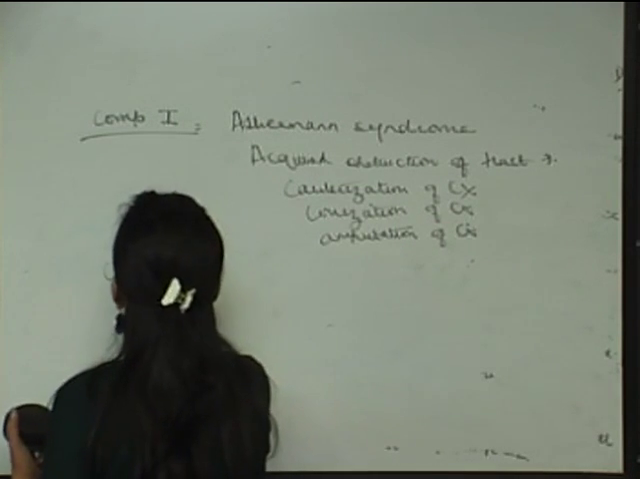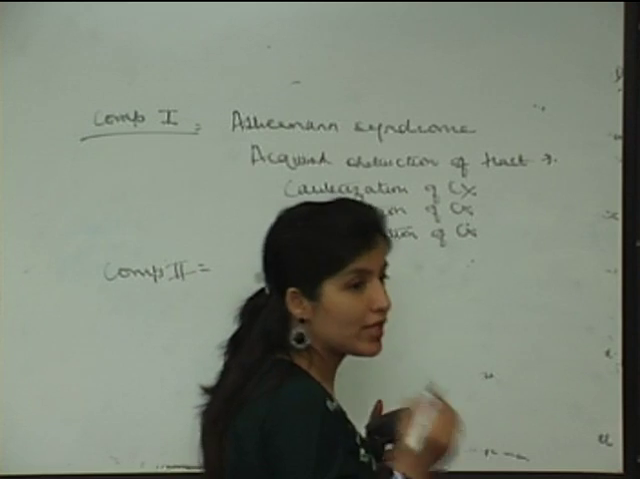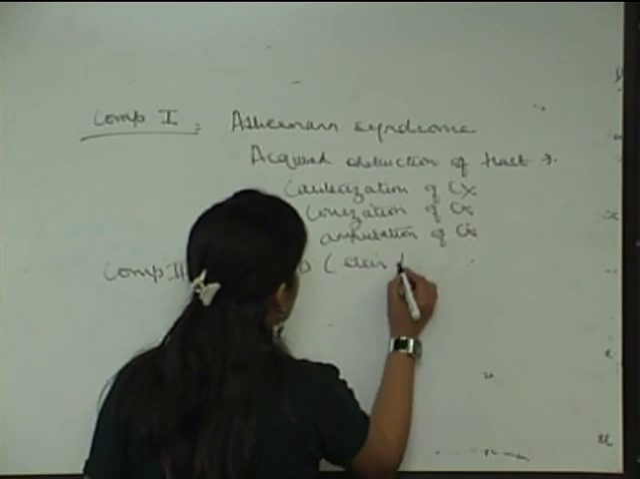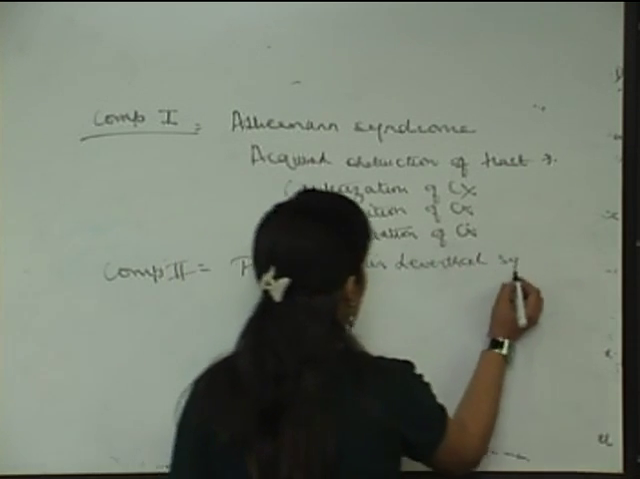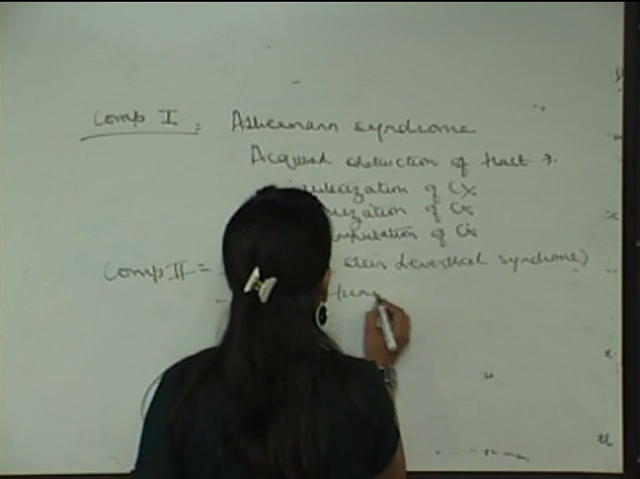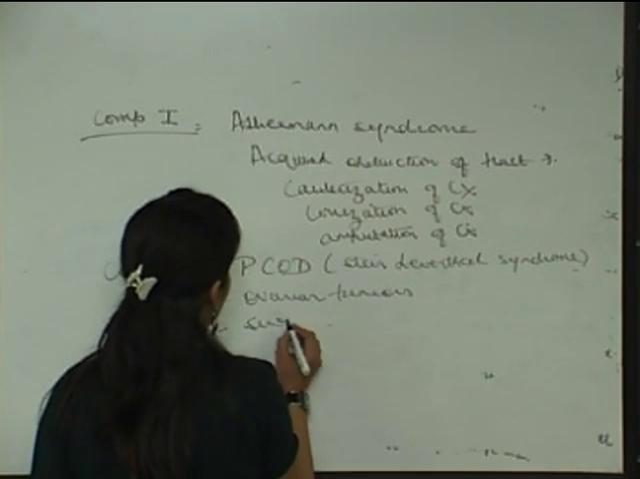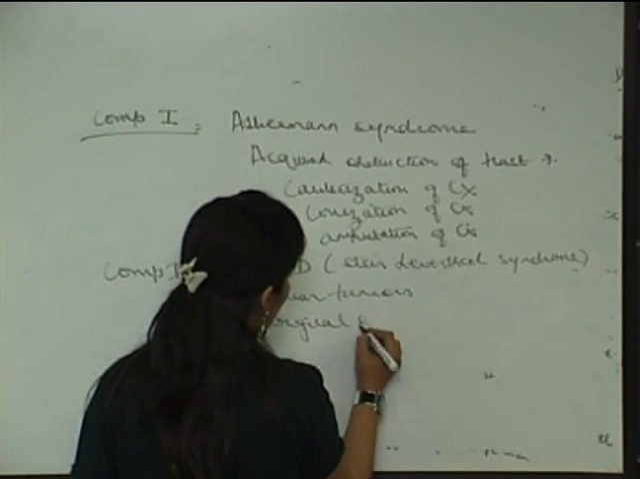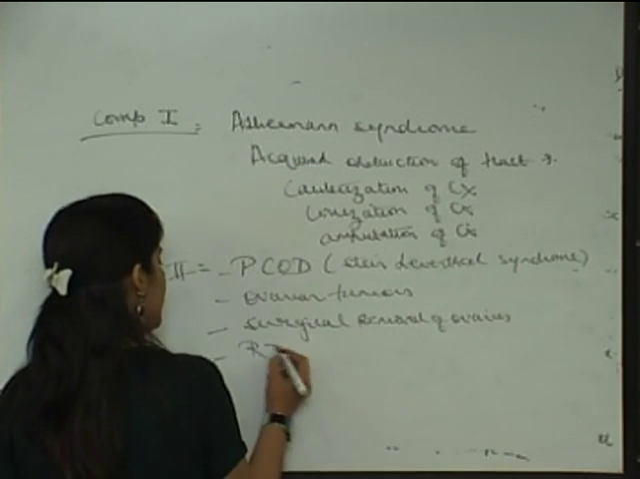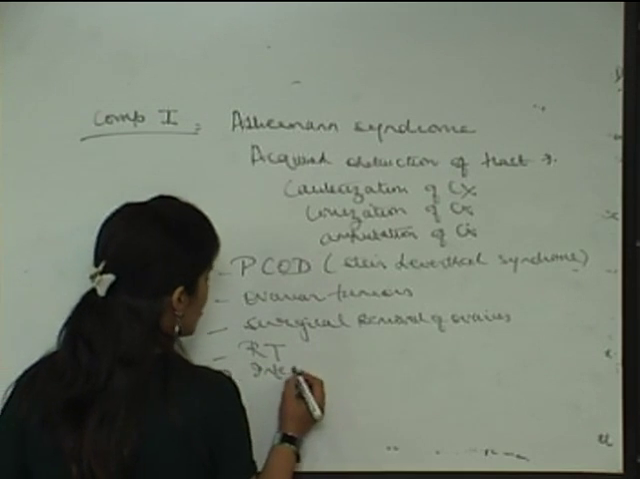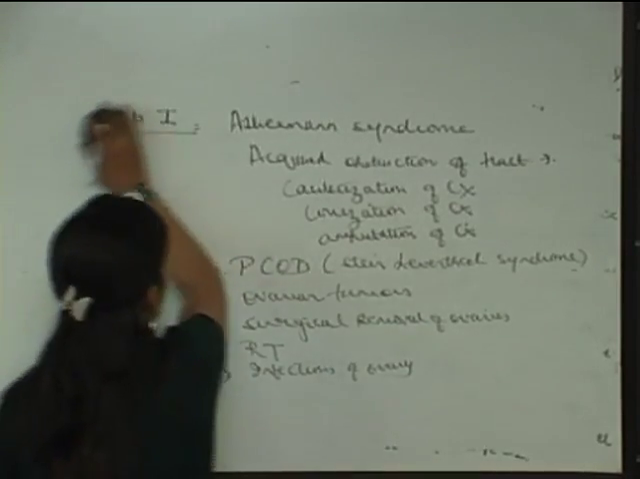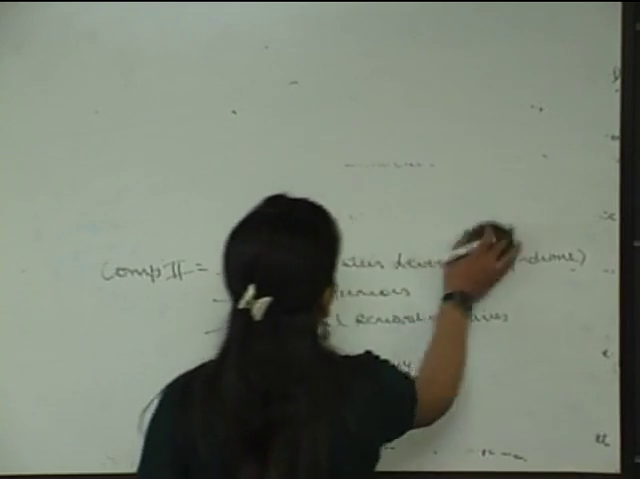In compartment 2, the most important cause which we need to know is polycystic ovarian disease, the details of which I'll be doing right now. That is Steen-Leventhal syndrome, or it could be ovarian tumors, or surgical removal of the ovaries, radiotherapy, or infections of the ovary like tuberculosis.